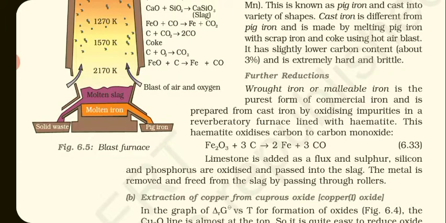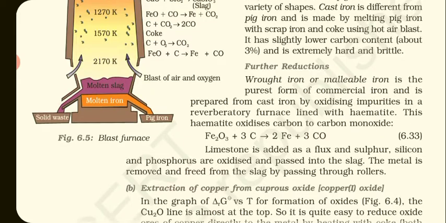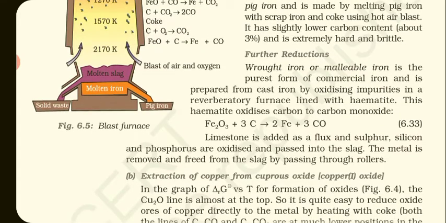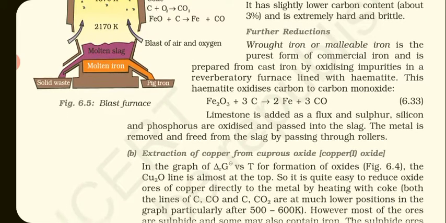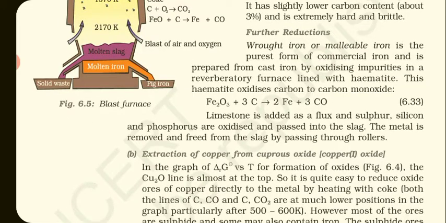Cast iron is different from pig iron and is made by melting pig iron with scrap iron and coke using hot air blast. It has slightly lower carbon content and is extremely hard and brittle.